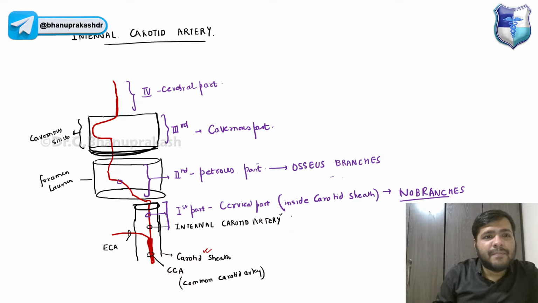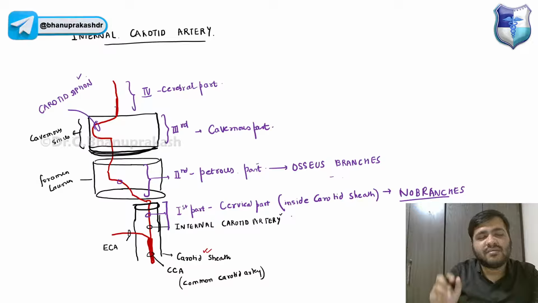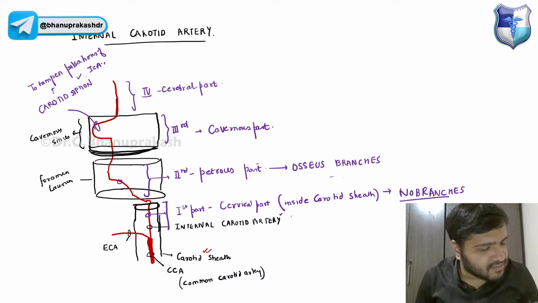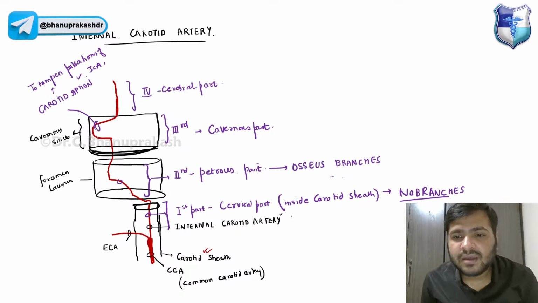Now, this bend of the internal carotid artery in the cavernous sinus is called the carotid siphon, right? This bend that you can see of the internal carotid artery, this is called the carotid siphon. And remember, this is basically to dampen the pulsations of the internal carotid artery. To dampen the pulsations of the internal carotid artery, right?